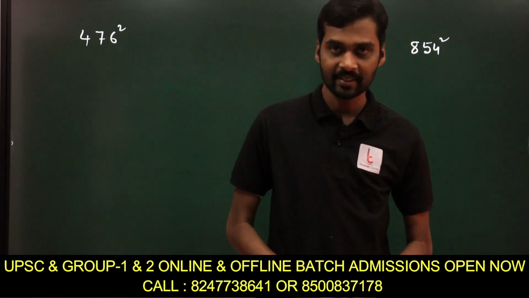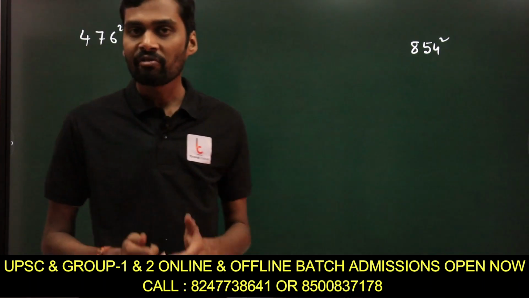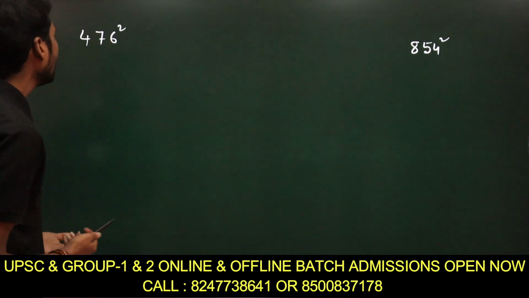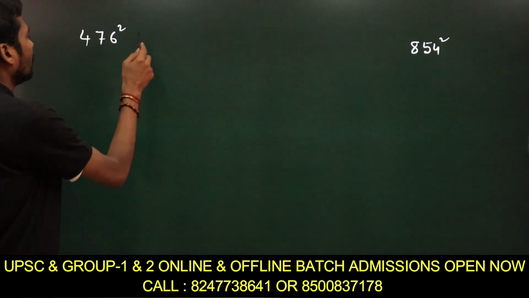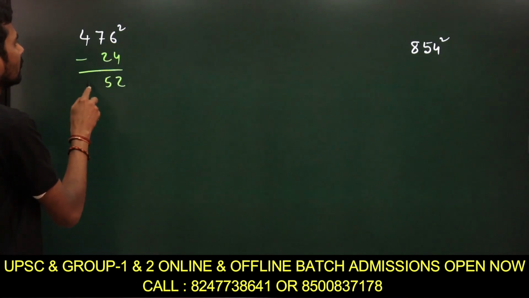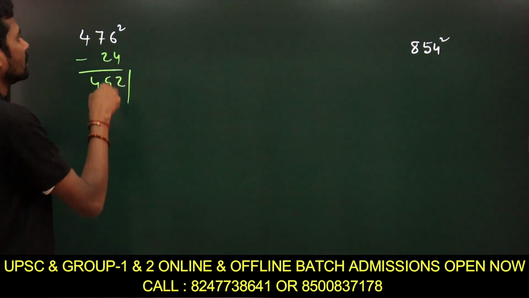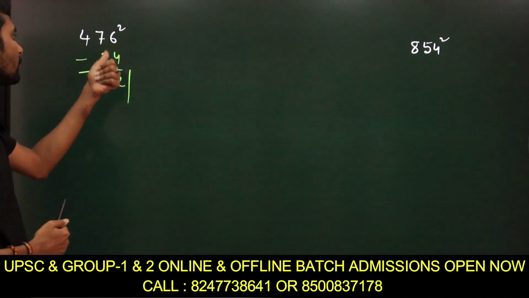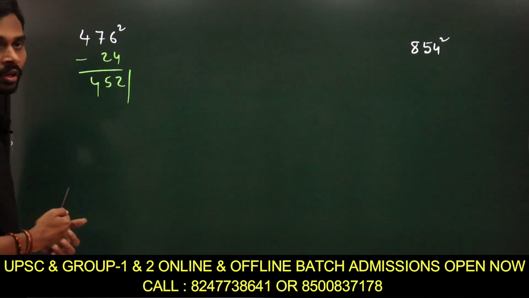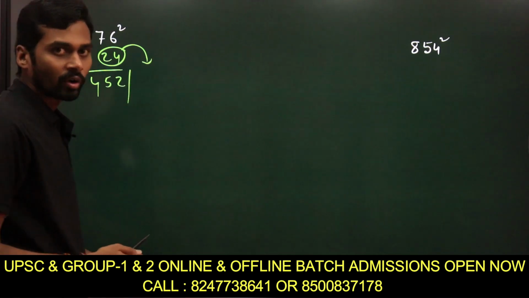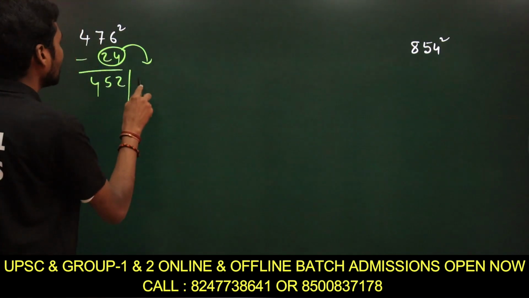Okay, let's have a look at another one. So 476. Now we quickly do it. 476, how much is it less than 500? So actually it is 24, right? So 452, 74, 76 is 24 less than 500. So 6 minus 4 is 2, 7 minus 2 is 5, 4. And then 24 square. What is 24 square? Yes, 576.